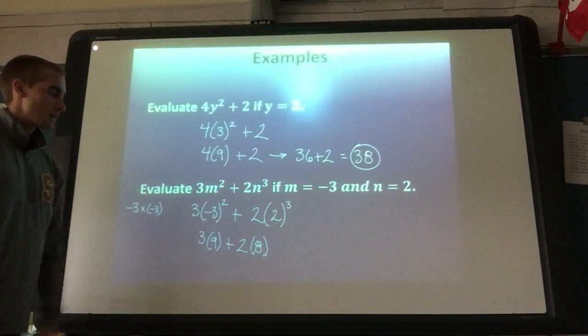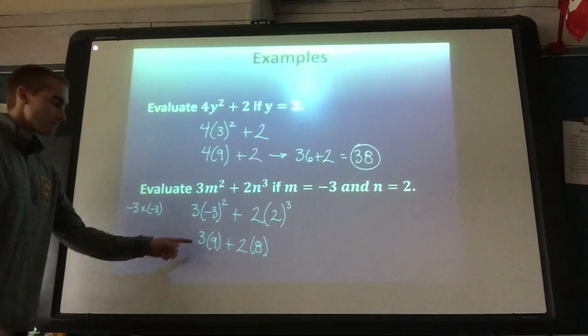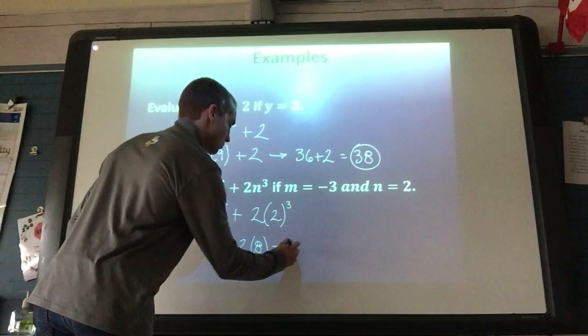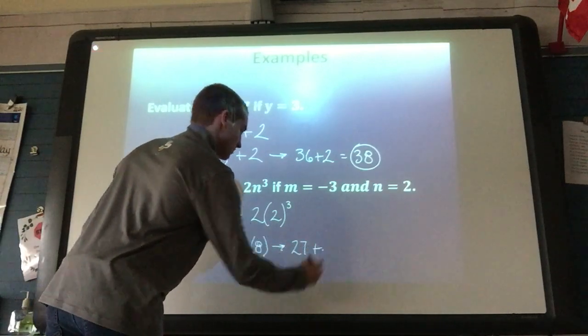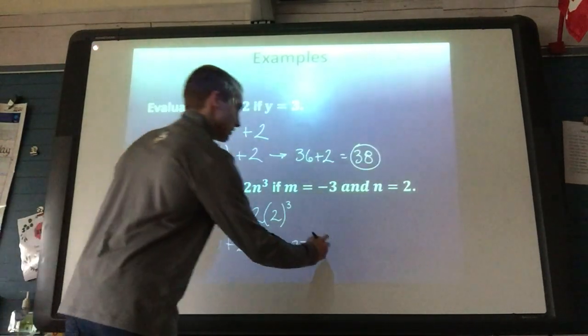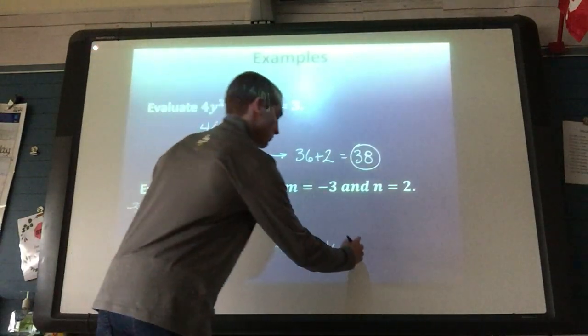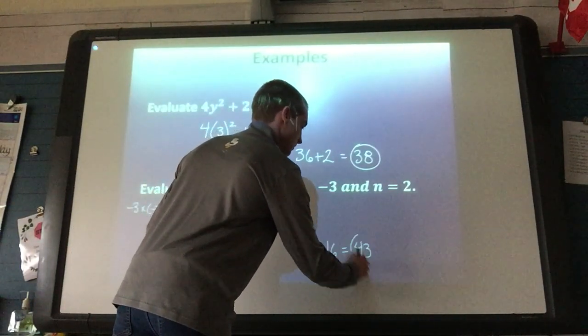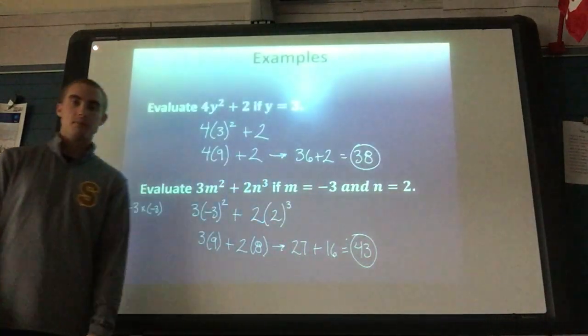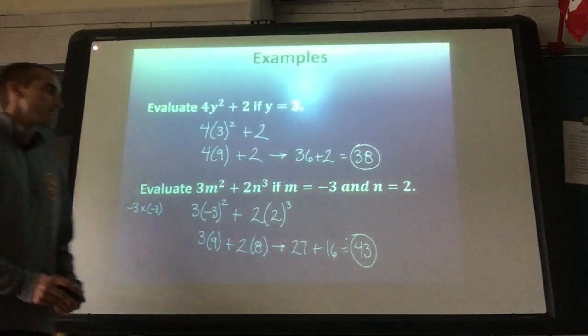So 3 times 9 plus 2 times 8. 3 times 9 gets us 27. Plus 2 times 8 would be 16. And 27 plus 16 would be 43. So our answer would be 43. Okay.